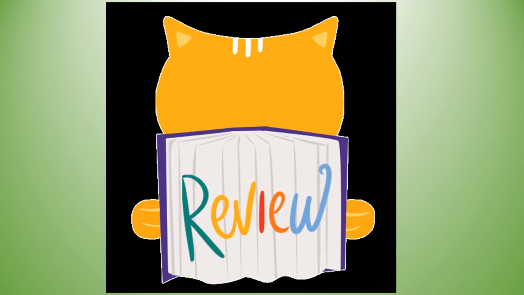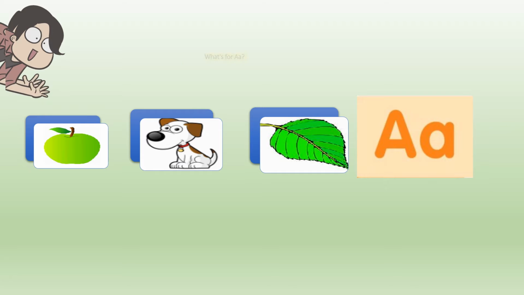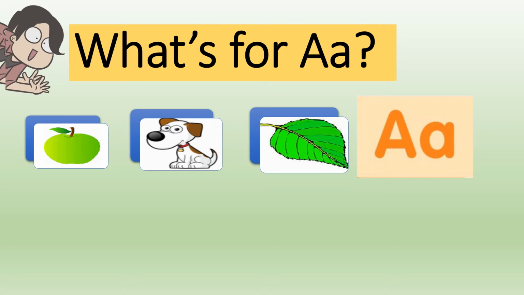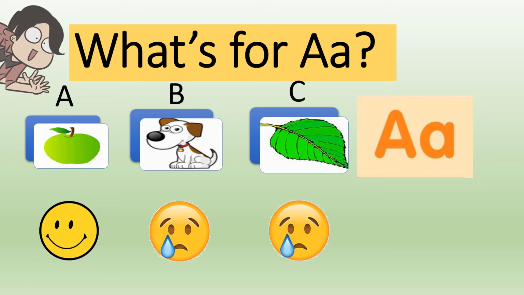Review everybody. Choose a picture for a letter and sound. Now everybody, what's for A? We have a letter A, sound A. Which one do we choose? A or B or C? Are you sure? Try. Sorry, no. How about B? No, sorry again. How about A? Very good, everybody.